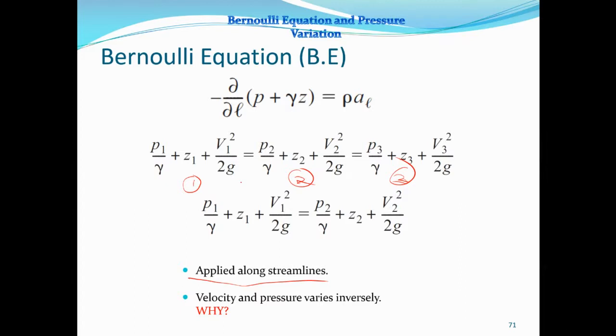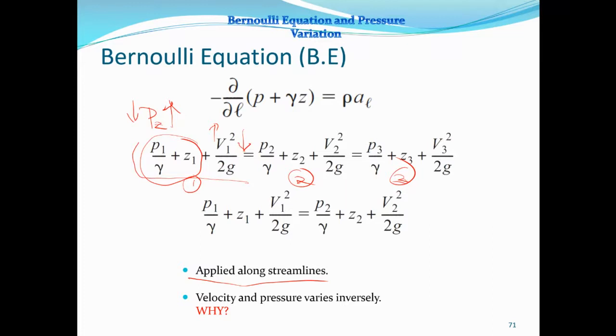If you look at this, if it remains constant, this is the piezometric pressure, isn't it? It is simply the piezometric pressure plus the velocity head, or the dynamic pressure. So if the sum is constant, then the two terms vary inversely. If this goes up, this will go down to maintain a constant value. If the piezometric pressure increases, then the velocity has to decrease.